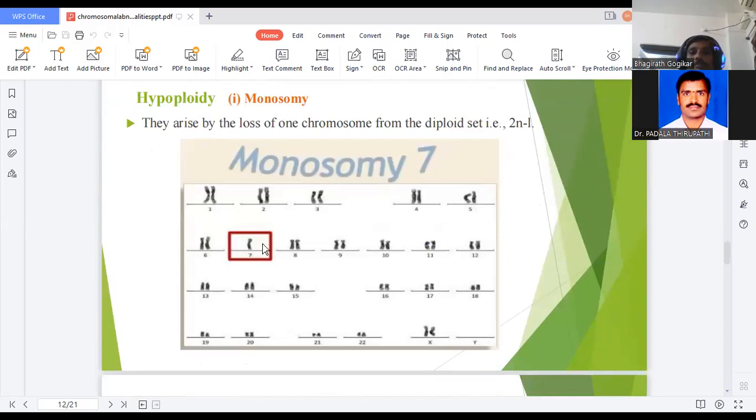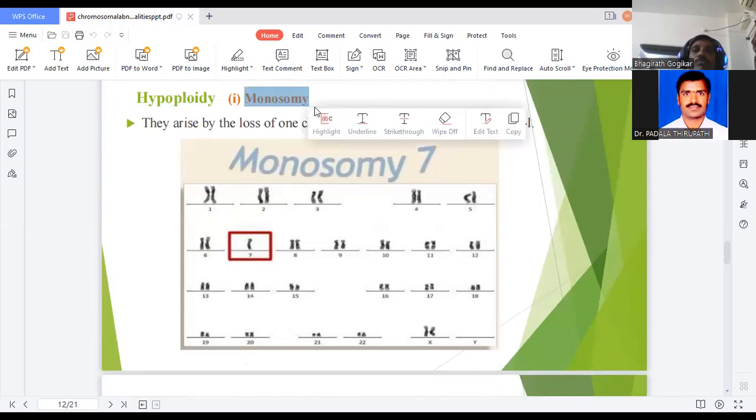7 chromosome is missing. So that's why it comes under monosomic. Monosomic formula is 2n minus 1.